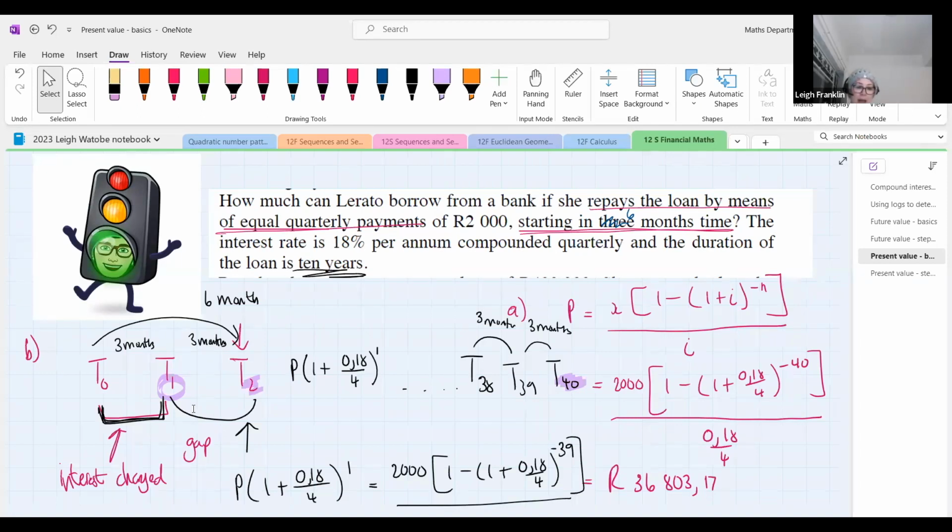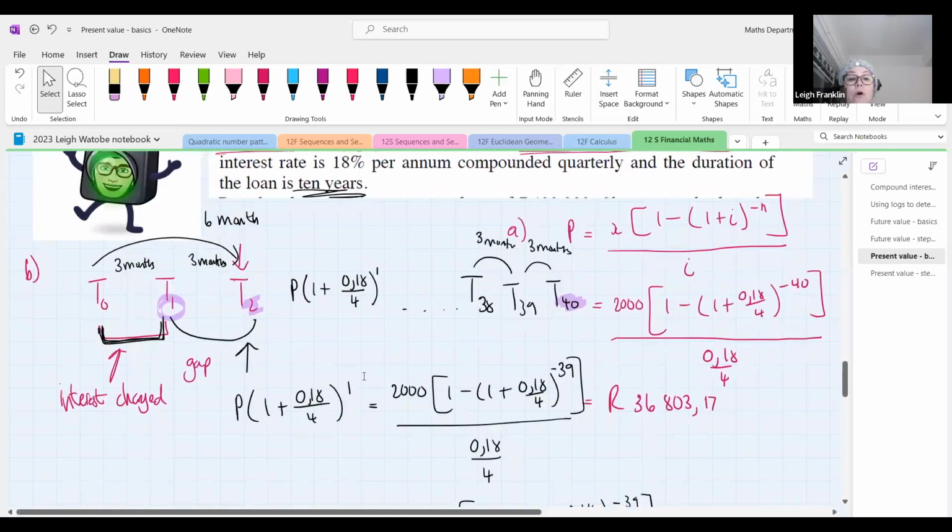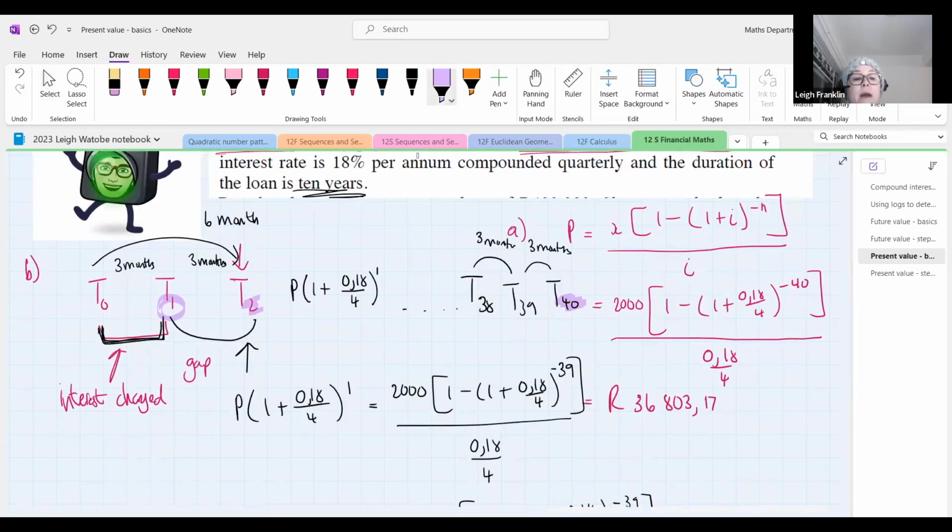Then there's going to be a gap from T1 to T2, because there always needs to be a gap of one period before a loan is repaid. So from T0 to T2, there are 6 months. So there are two things that have to change if I say that I'm starting to pay in 6 months' time. First of all, my loan has to grow. So multiplying P by this bracket is the loan growing between T0 and T1.